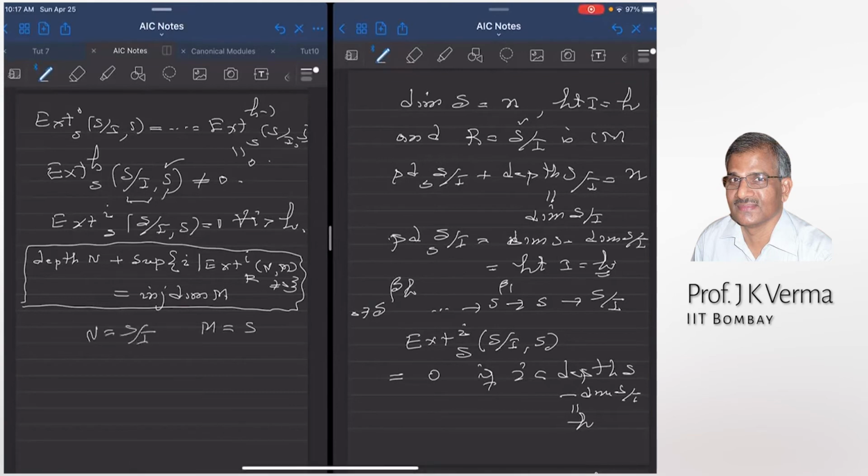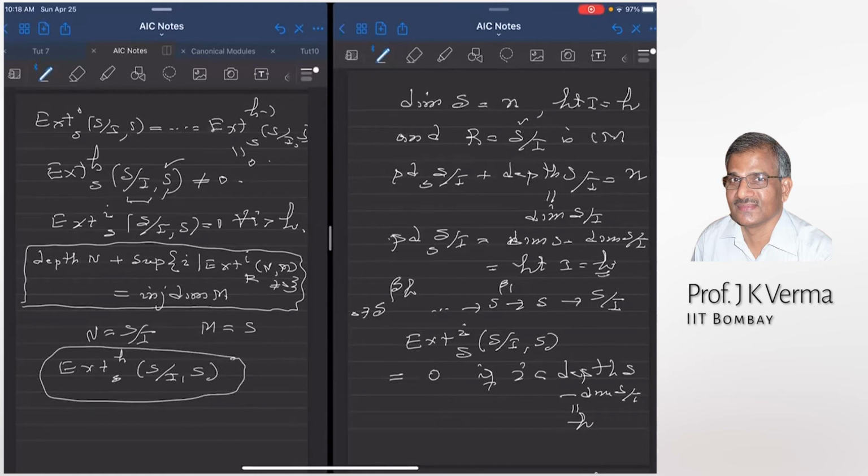And S mod I is Cohen-Macaulay, so the depth of S mod I is the dimension of S mod I, which is N minus H. Right. So that is another way to prove it. Yes, so you're right, because the projective dimension of S mod I is H, Ext^i beyond H are 0. Below H, they are 0 by the grade theorem. So among all the Ext^i, there is only one non-vanishing Ext. This is the only non-vanishing Ext.